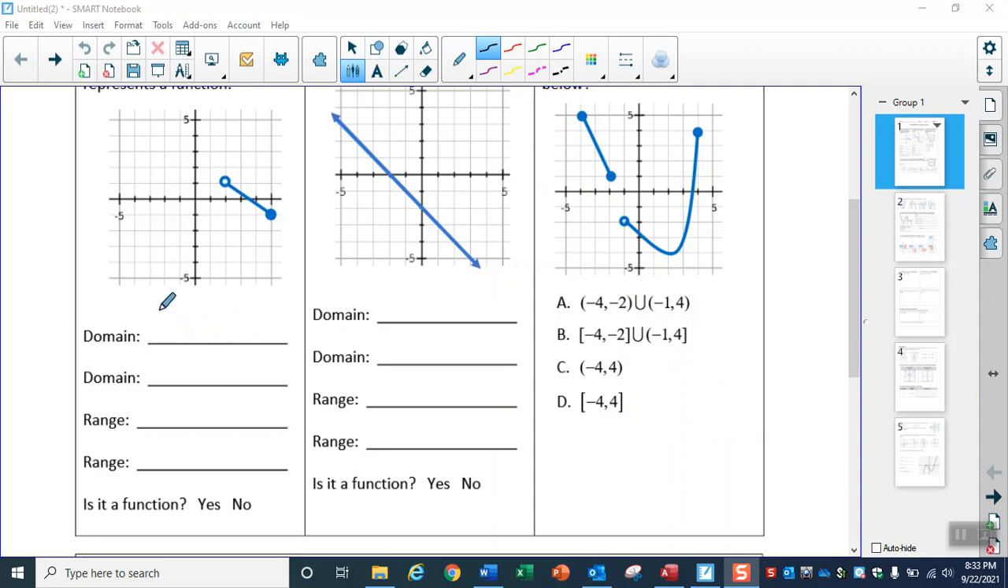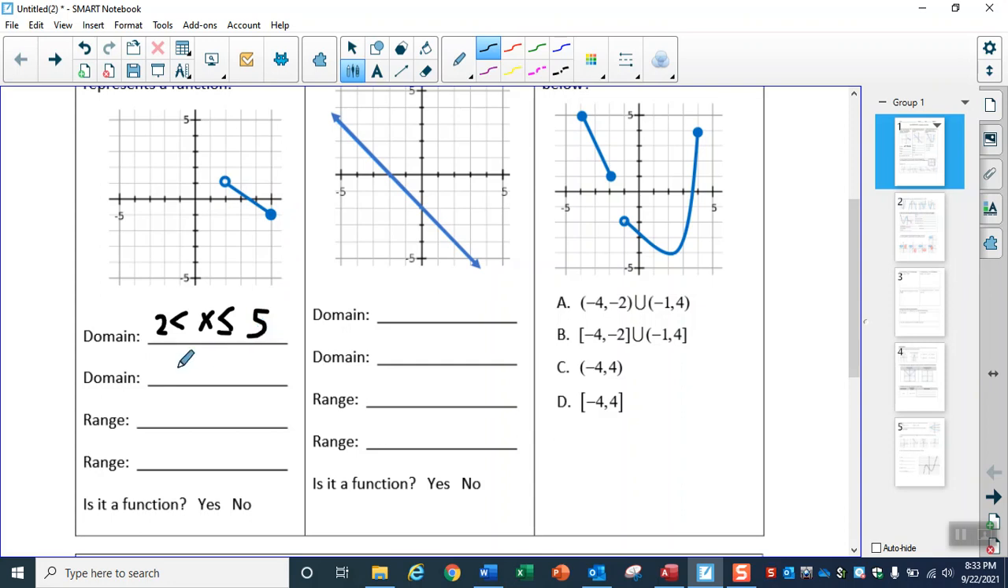I'm doing the domain in set notation, so I'm going to start here at 2 with this endpoint. I'm going to say 2 is less than x because it's an open circle, and I put x because domain is x. Closed circle, so I'm going to say less than or equal to, and this is 1, 2, 3, 4, 5. That's the other endpoint.